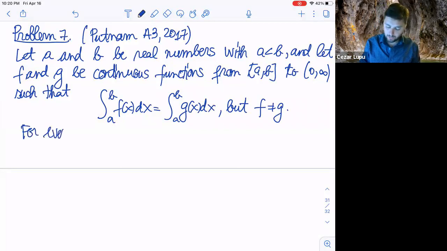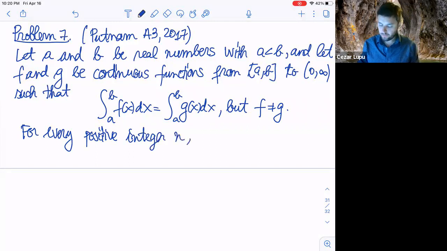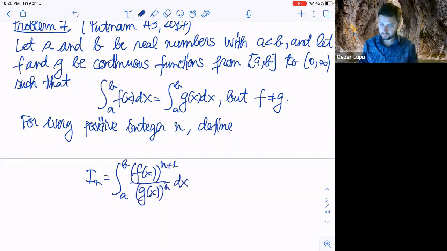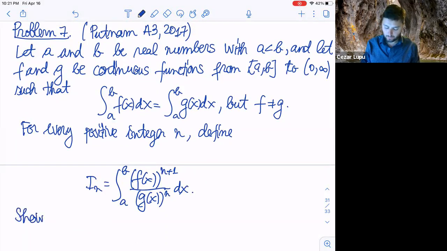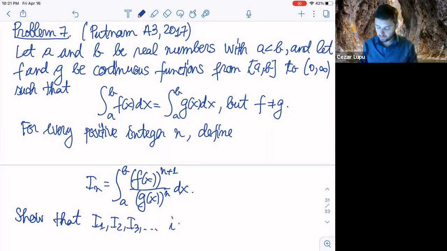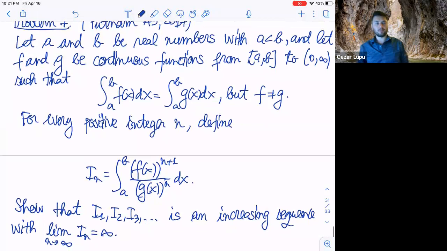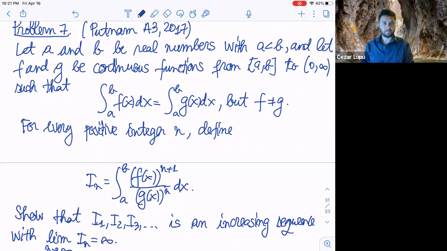And now for every positive integer n, we define the following sequence. Let's call this I sub n, which is the integral from a to b of f of x to the power n plus 1 over g of x to the power n dx. Now we're asked to show that the sequence is increasing, so I1, I2, I3, and so on is an increasing sequence, with the limit as n approaches infinity of I(n) being infinity. So that's the statement of the problem. This was Putnam A3 in 2017.